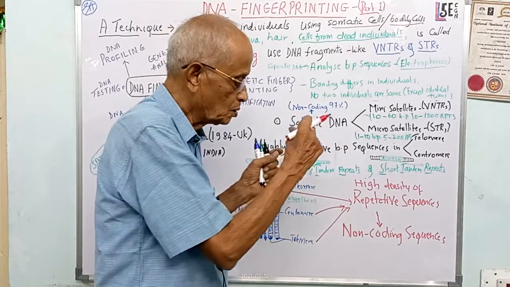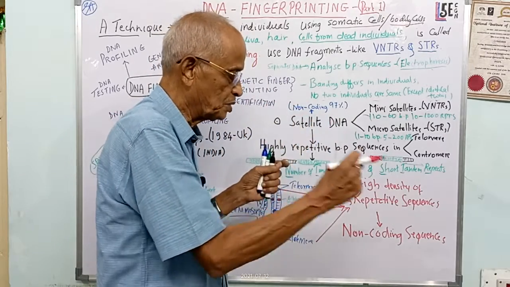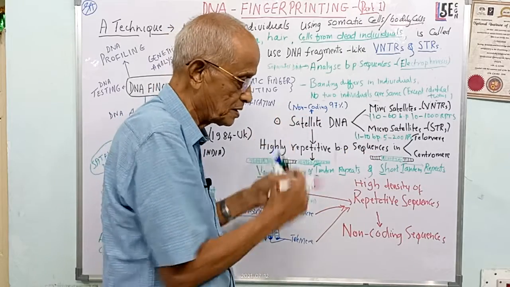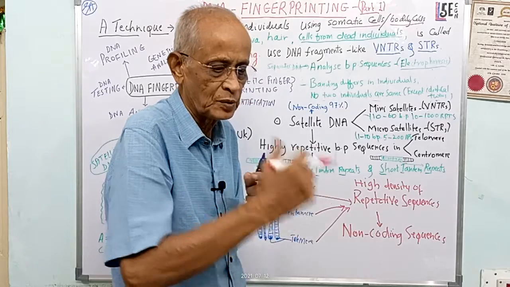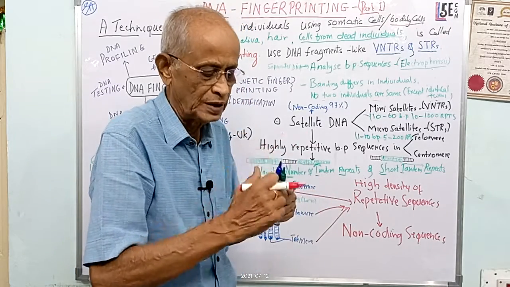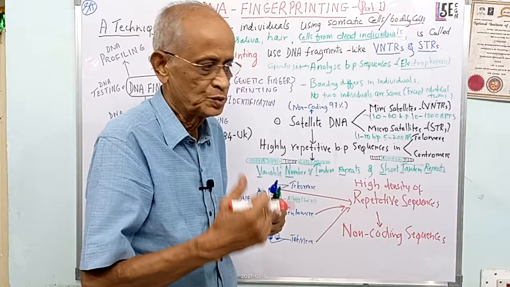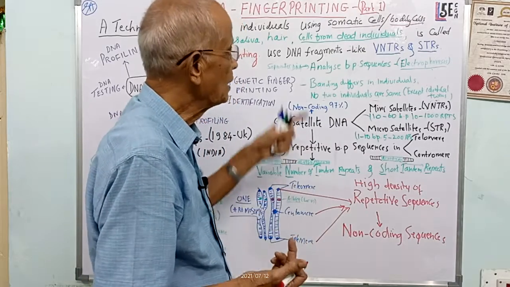So only two of them, either CG or AT, that's the rich area, they will be repeated. They will come one after another one. It's called tandem. One after another is called tandem.